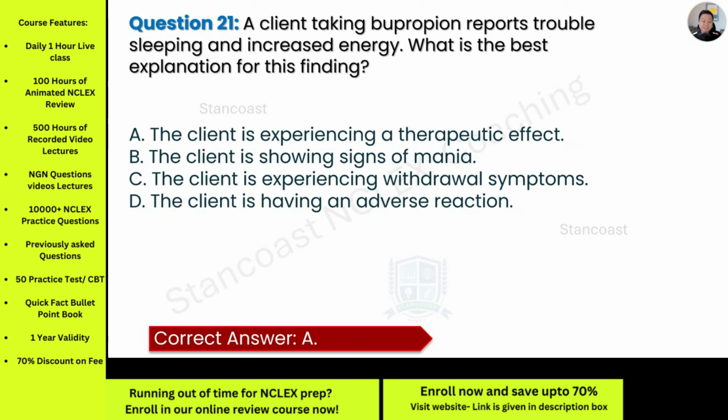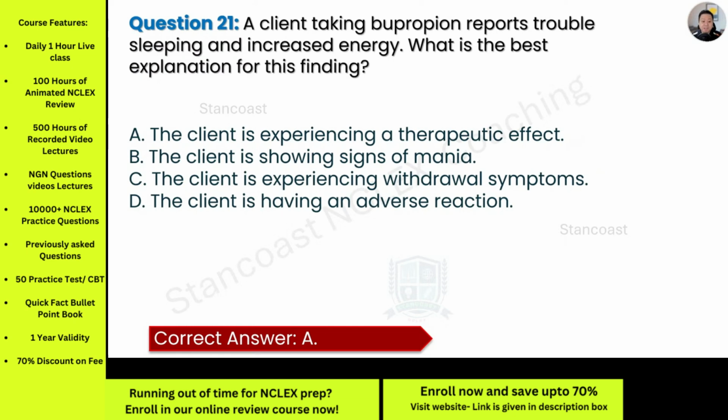Now, letter B is an incorrect option here. We know that bupropion can sometimes trigger mania in people with bipolar disorder, but this involves other symptoms like euphoria, impulsivity, and also grandiosity. So just feeling more energetic and having some difficulty sleeping is not enough to suggest mania. And the increased energy is common here, and that's an early response to the bupropion. It doesn't necessarily point to a manic episode unless other symptoms appear.